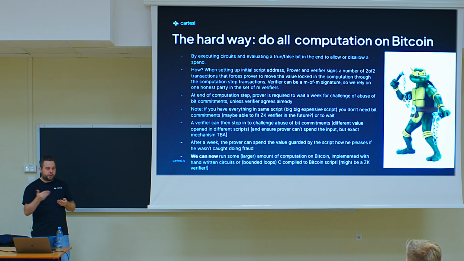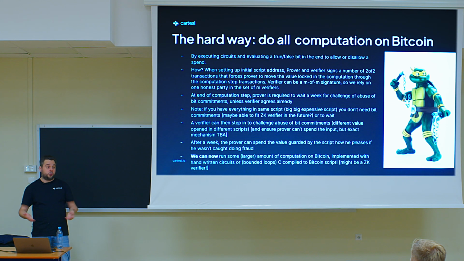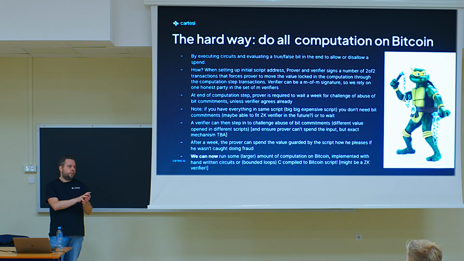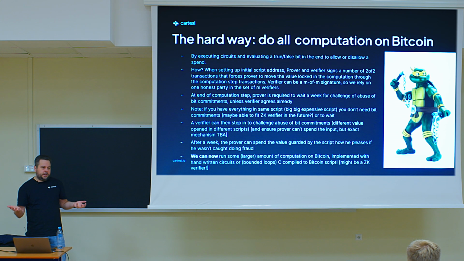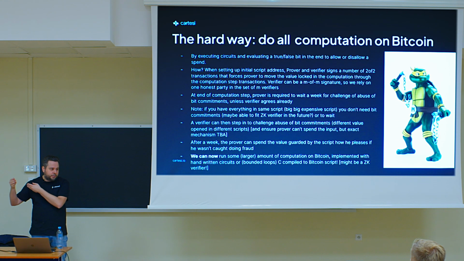And at the end of doing the computation, those of you who know what optimistic rollups are on Ethereum, basically the prover is required to wait for a week for somebody to challenge that you actually committed fraud, unless the verifier goes and says, I actually agree with this computation result. We don't need to actually do computation then, right? Also, if you have everything in one big expensive script, then we don't necessarily need bit commitments. This is maybe something where we can fit in a zk verifier. Also, there's not going to be a single bit of zk math in this one. I'm just talking about building blocks here.